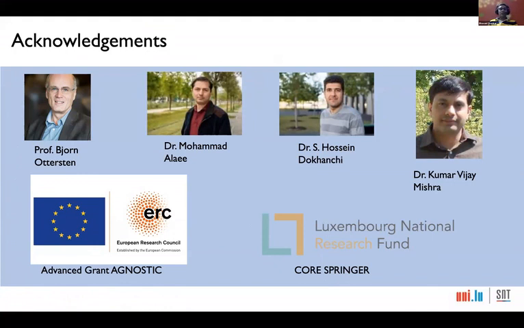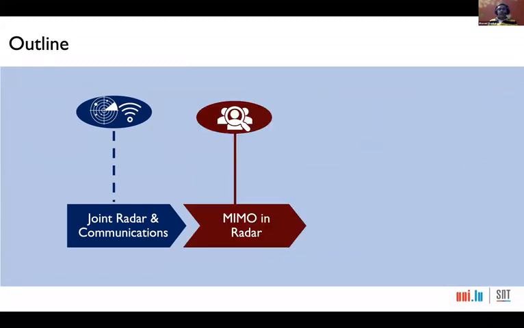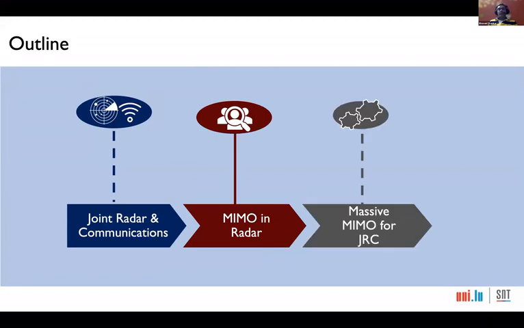So I would quickly present the joint radar communication. You've been looking at it in these talks, but I will try to give it from a more radar perspective, with different topologies very quickly. Then, what does MIMO mean in radar? And then we move to massive MIMO for JRC, or integrated sensing and communications.